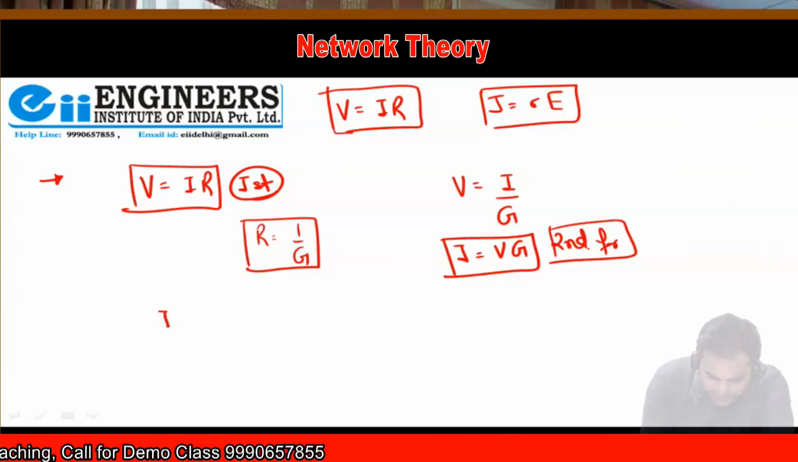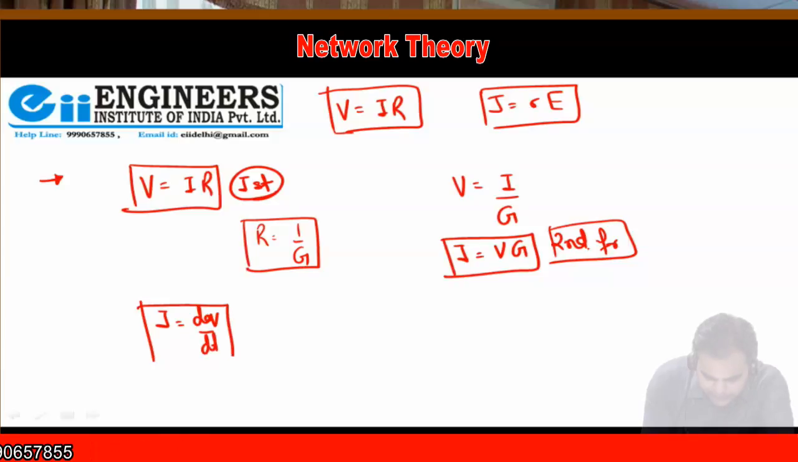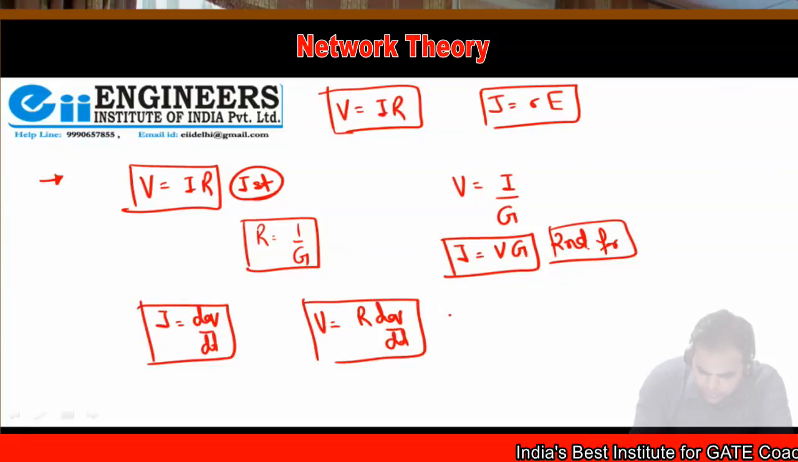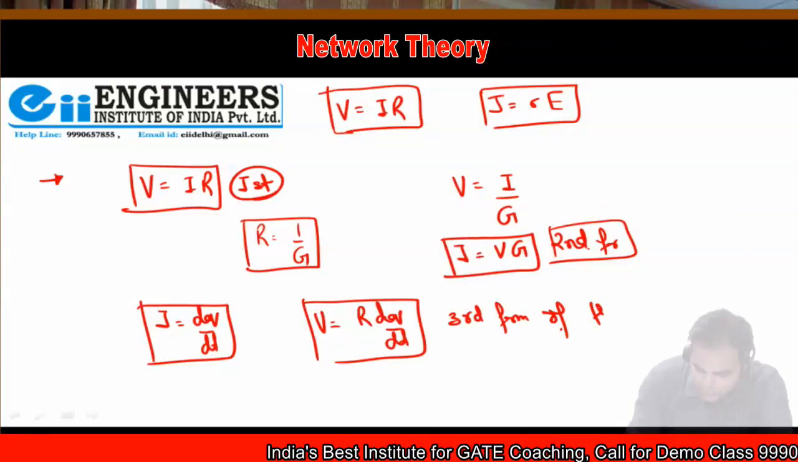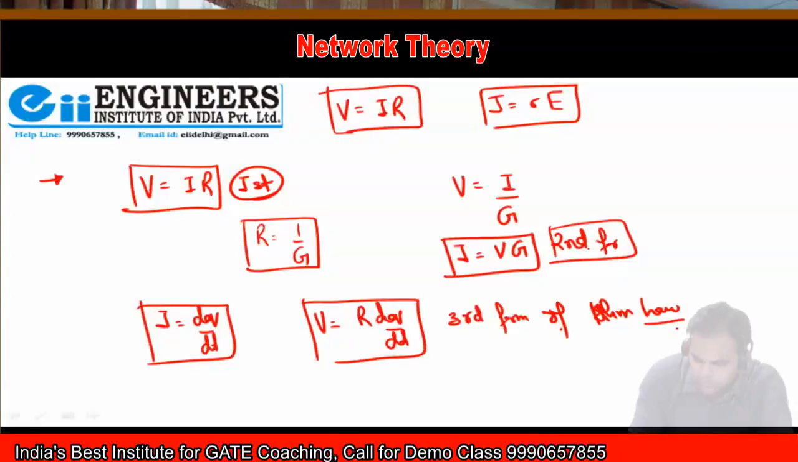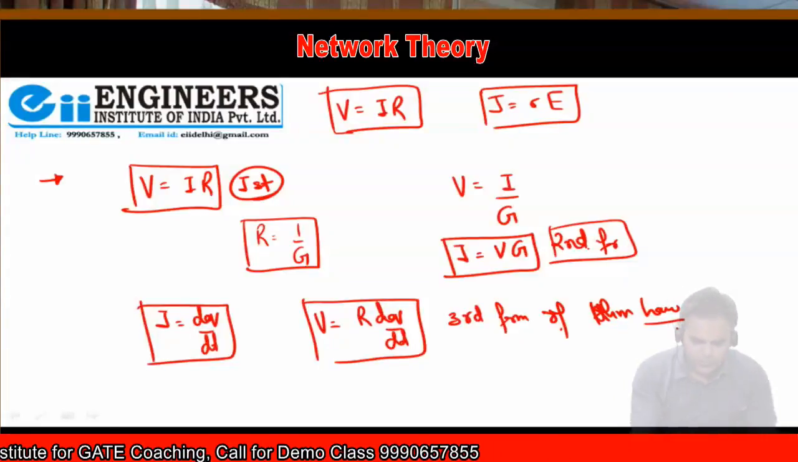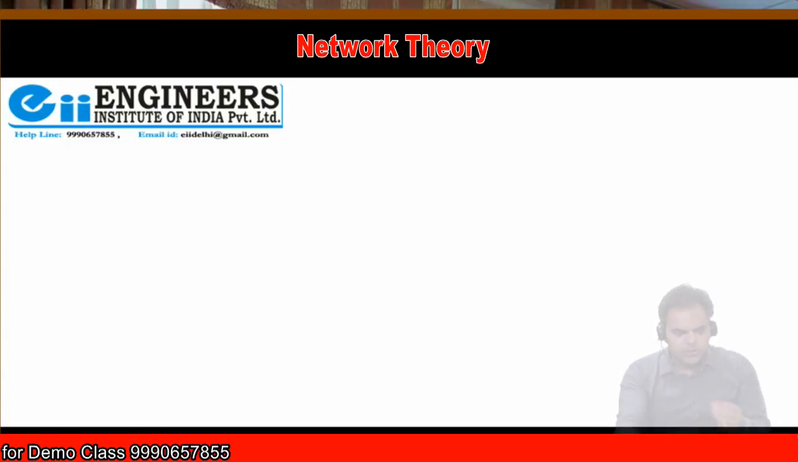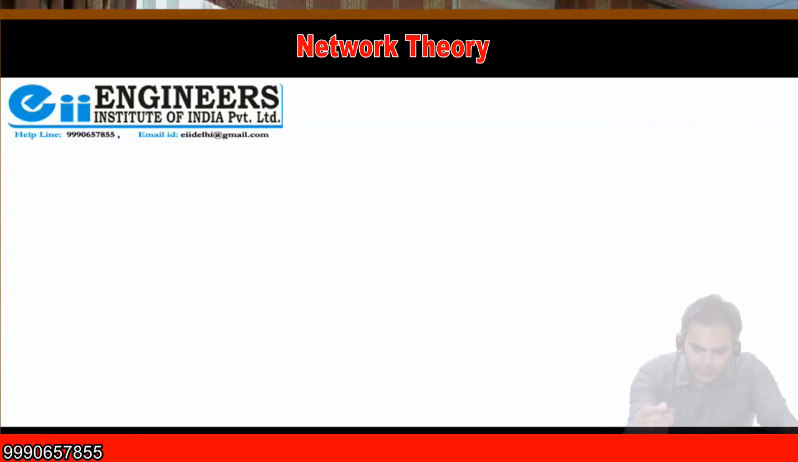We also know I is equal to dq by dt. So V is equal to R dq by dt. This is the third form of Ohm's law. So this is all about Ohm's law.